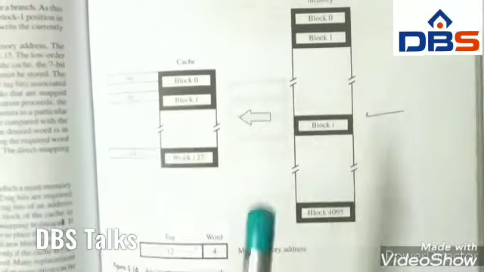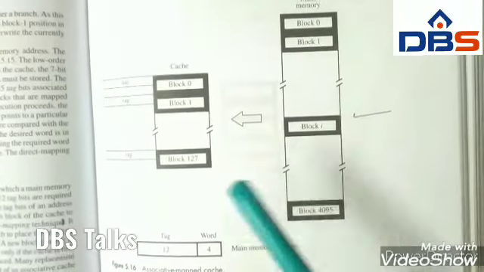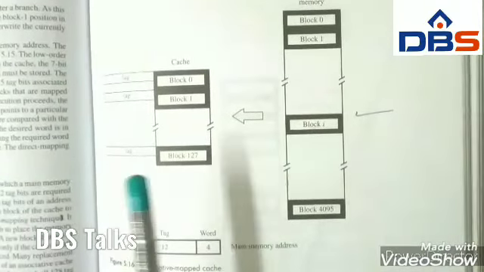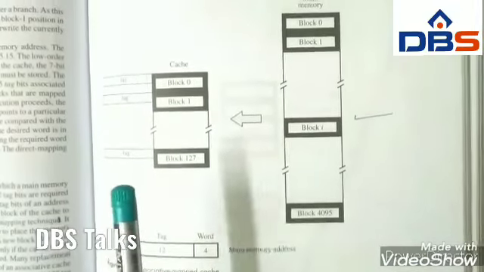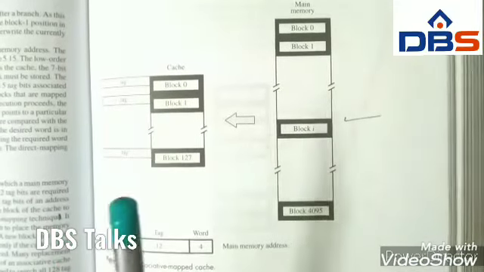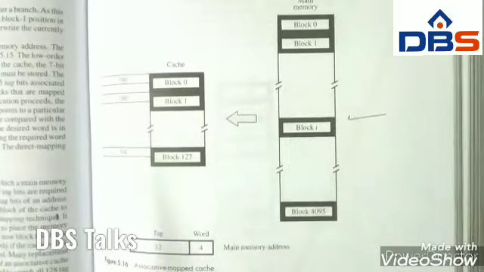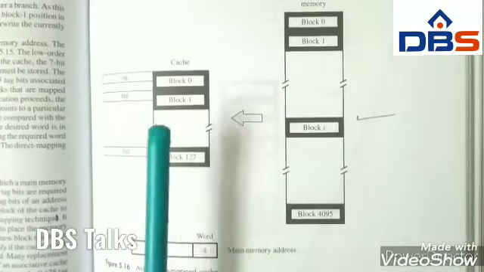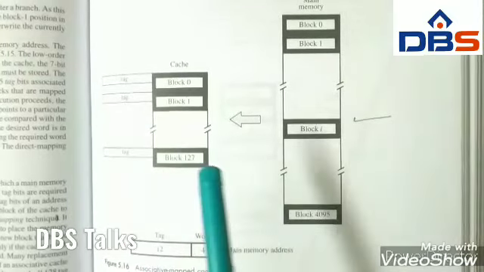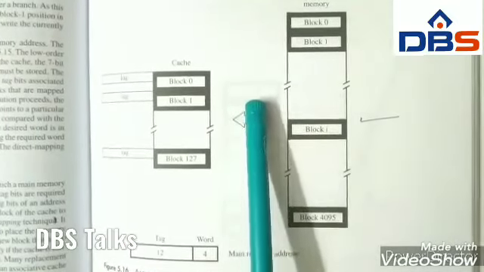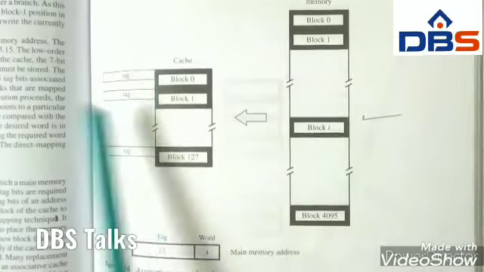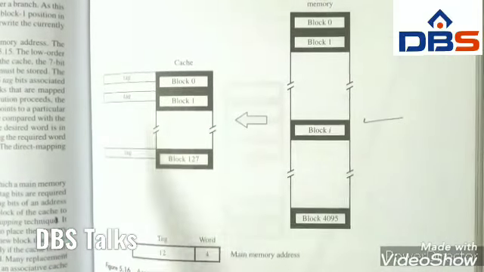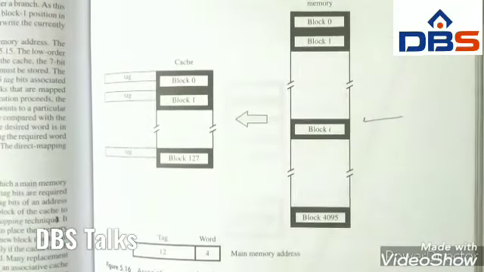Now coming to the second type, that is associative mapping. In this associative mapping, the drawback of the direct mapping is replaced. What is actually the drawback of the direct mapping? Block J is directly copied into the J modulo division 128 in the direct mapping.